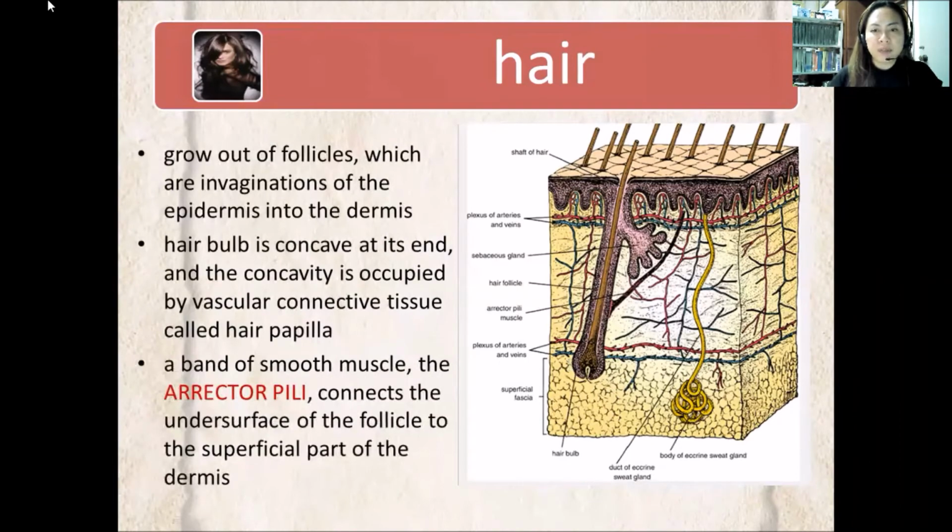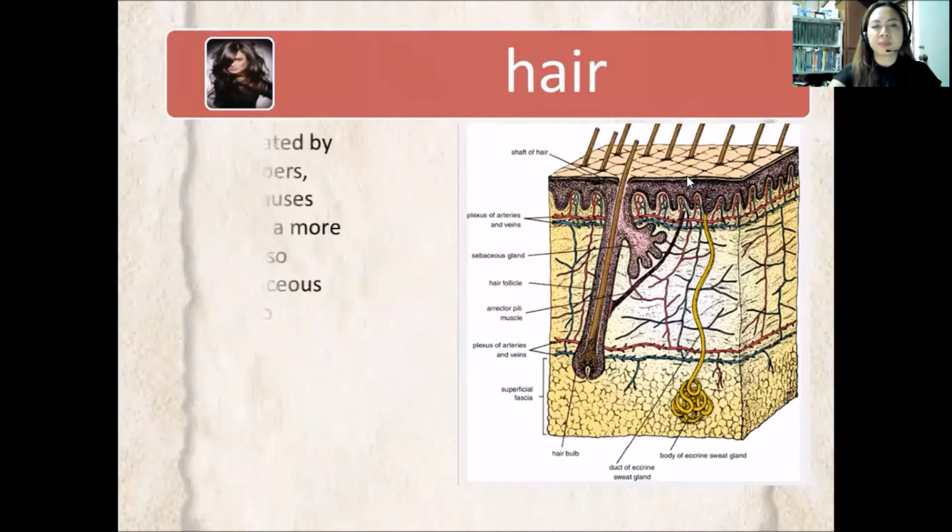We also have a muscle dito sa hair. There's a band of smooth muscle. We call this muscle erector pili muscle, okay? It connects the undersurface of the follicle to the superficial, no, part of the dermis. So, in this picture, you have the erector pili muscle here. Ayan. So, it connects the undersurface of the follicle to the superficial part of the dermis.